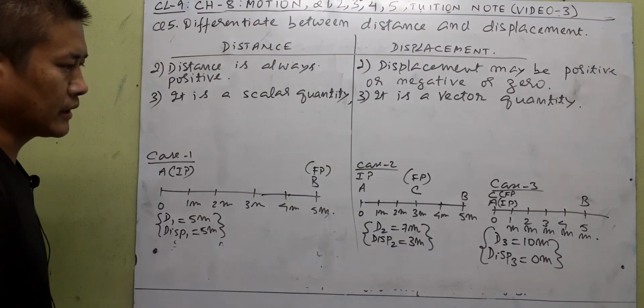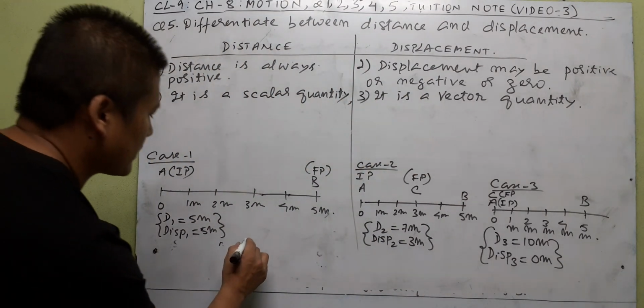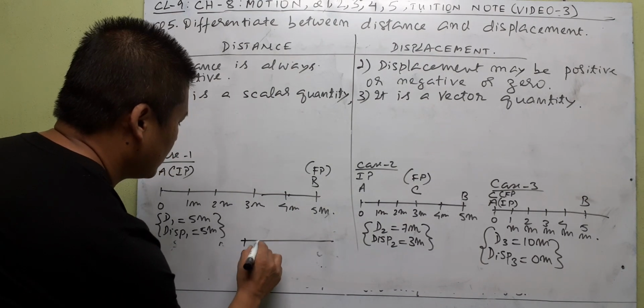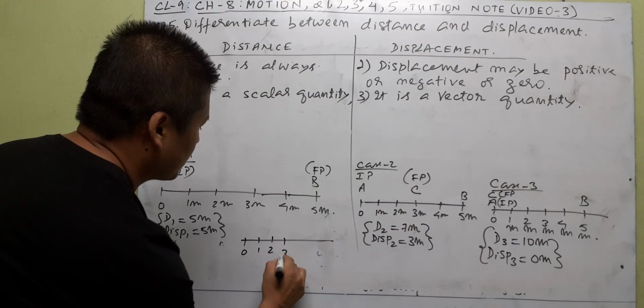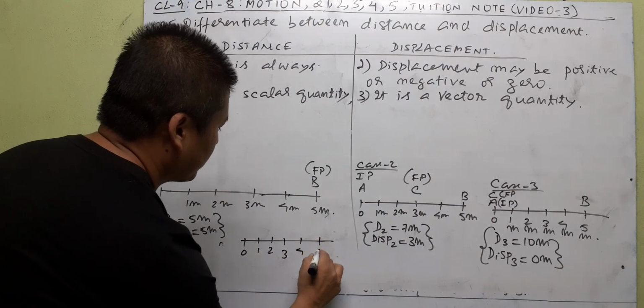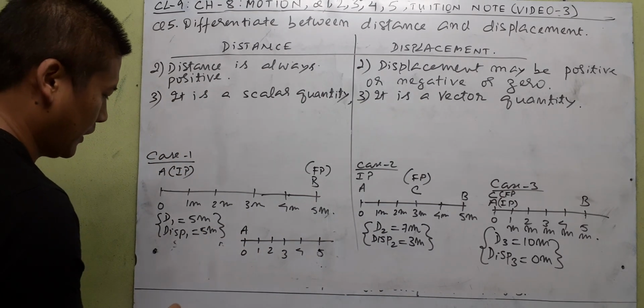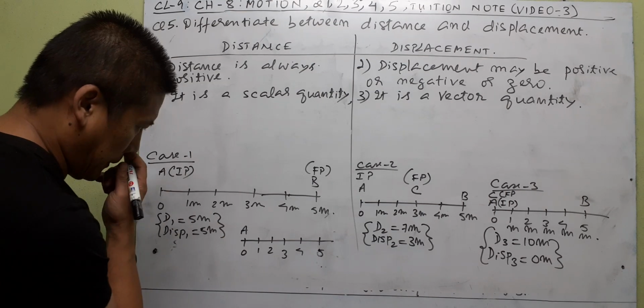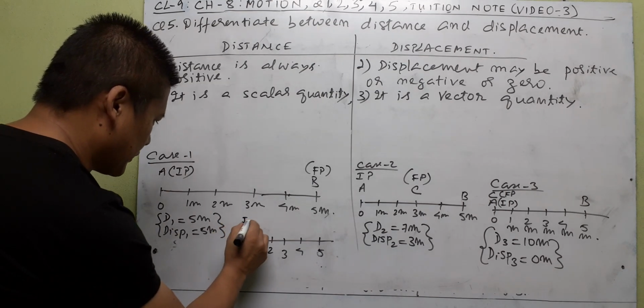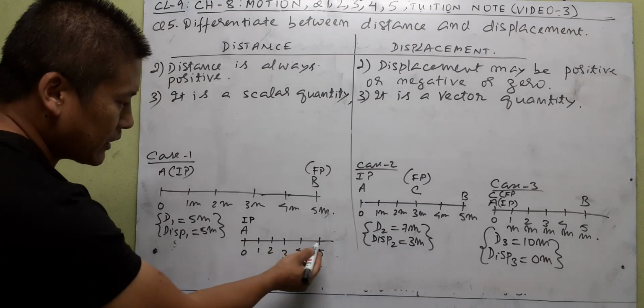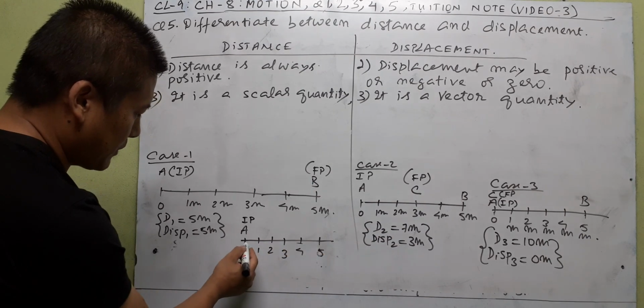Now let us take here case 4, and case 4 is, let us say here 0, 1, 2, 3 and 4 and 5, let us say. This is his initial position, and this is the initial position of Rocco. He went here, covered 5 meter, came back here.